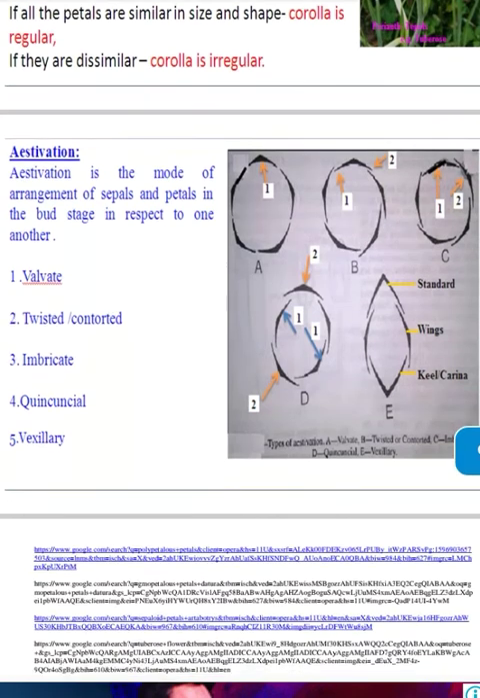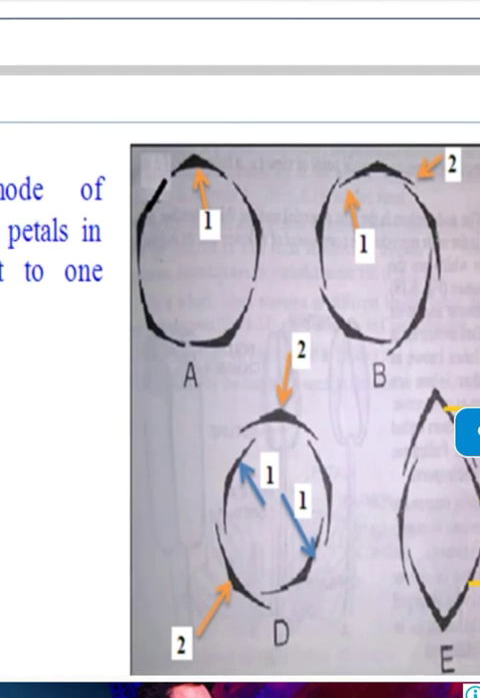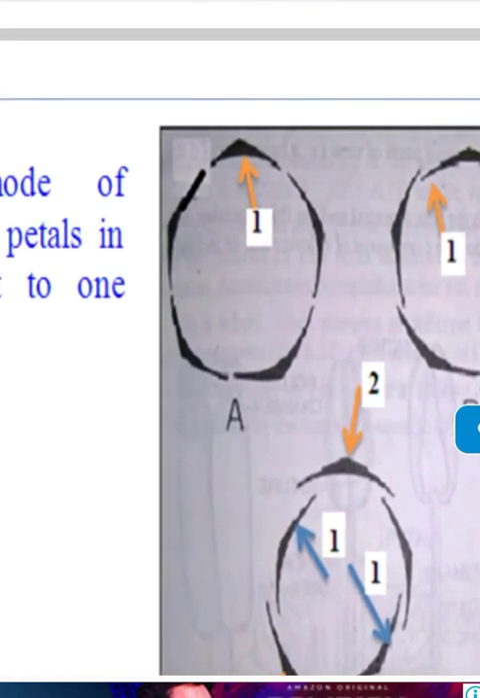Then the aestivation. Aestivation is the mode of arrangement of the sepals and the petals in the bud stage in respect to one another. The first is the valvate. Look at the figure and observe the arrangement. All the petals lie side by side. That is called valvate.